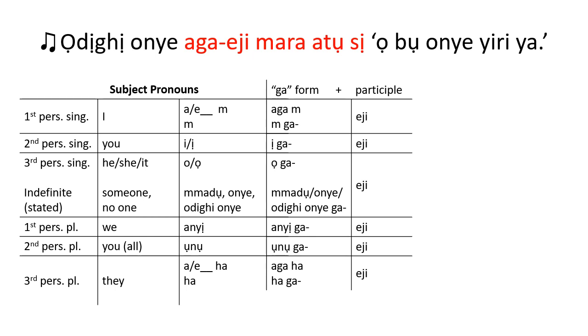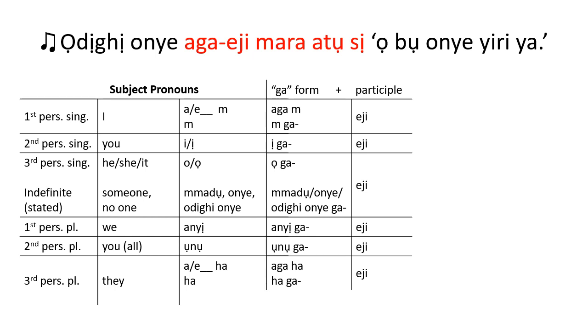I've given you the ga form for all the subject pronouns. I will use becomes agam eji, or the other form m ga-eji. You will use is ị ga-eji. He will use, she will use, it will use is ọ ga-eji. We will use is anyị ga-eji. You all will use is unu ga-eji. And they will use is agaghị eji or ha ga-eji.